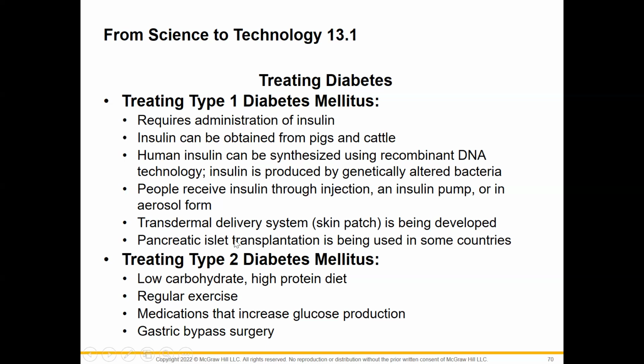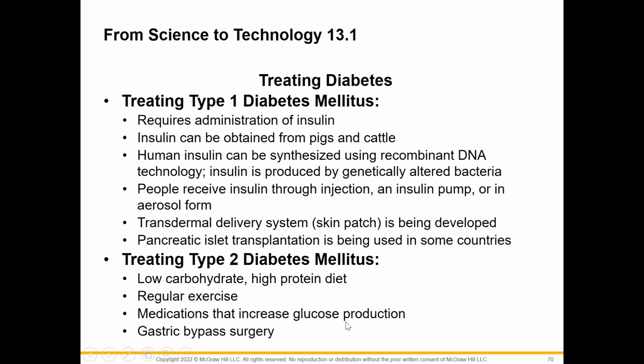Pancreatic islet transplantation is being used and developed in some countries. So basically, you take part of someone else's pancreas and implant it into the body of the person that has type 1 diabetes so that hopefully that transplanted pancreas will start to produce adequate amounts of insulin.